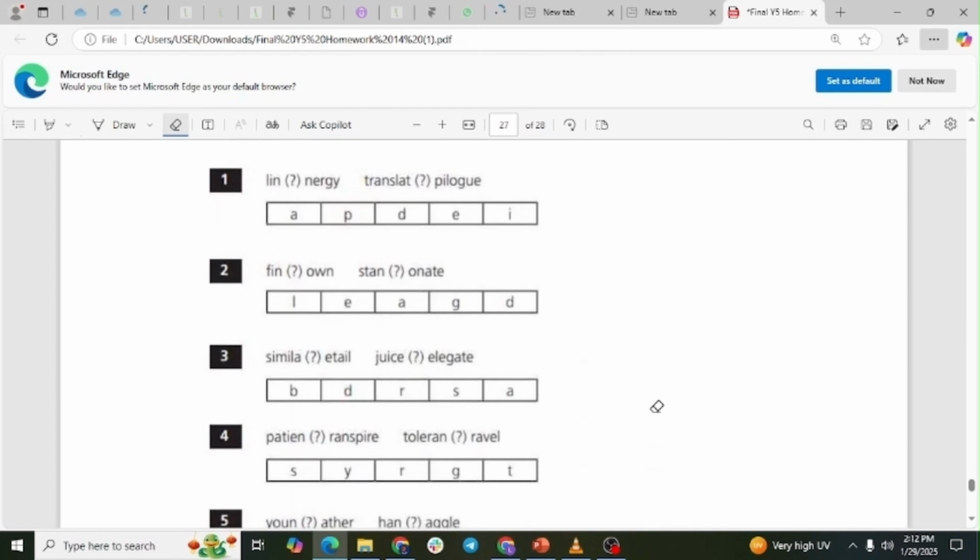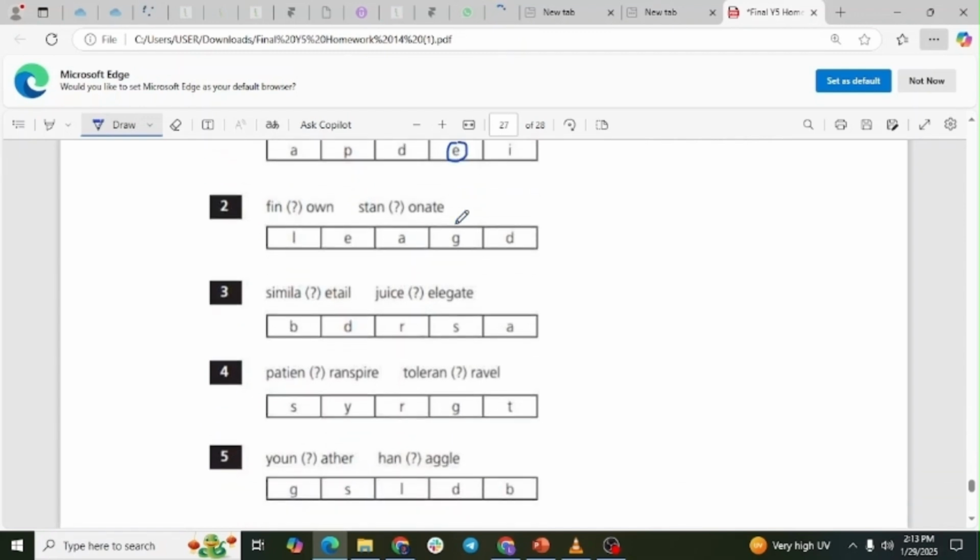Question 1. The words given are lin, nergy, translat, pylog. We need to find a letter that fits both blanks to complete real words. Let's try E. With E, the words become line, energy, translate, epilogue. That works. The correct answer is E. Question 2. The words given are fin, own, stan, onate. Let's test D. With D, the words become find, down, stand, donate. Everything looks correct. The correct answer is D.